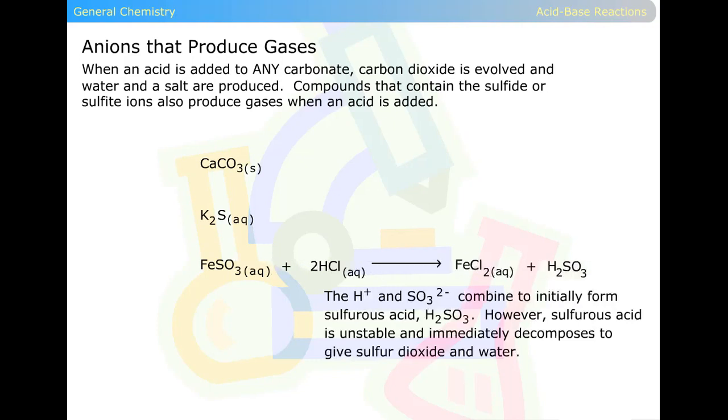Finally, the H+ and SO3 2- ions combine to initially form sulfurous acid, H2SO3. However, sulfurous acid is unstable and immediately decomposes to give sulfur dioxide and water. The sulfur dioxide is evolved as a gas.